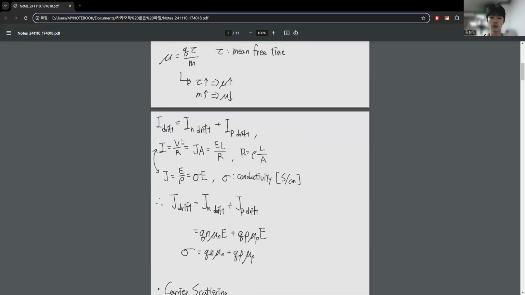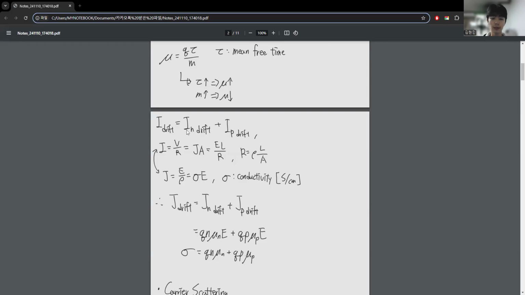I drift equals n drift I plus p drift I. I equals V over R, and R equals rho L over A. So J equals E over rho, which equals sigma E. Sigma is conductivity.